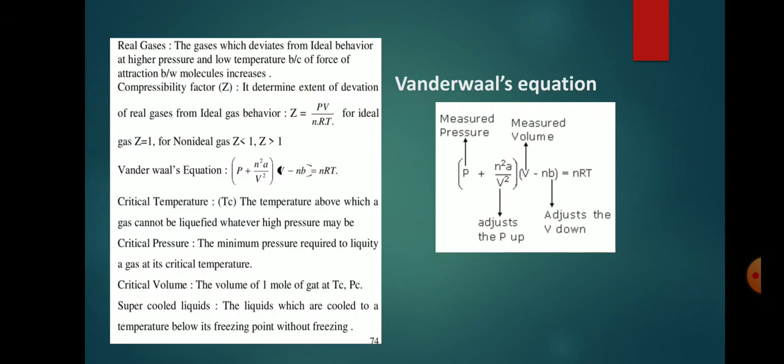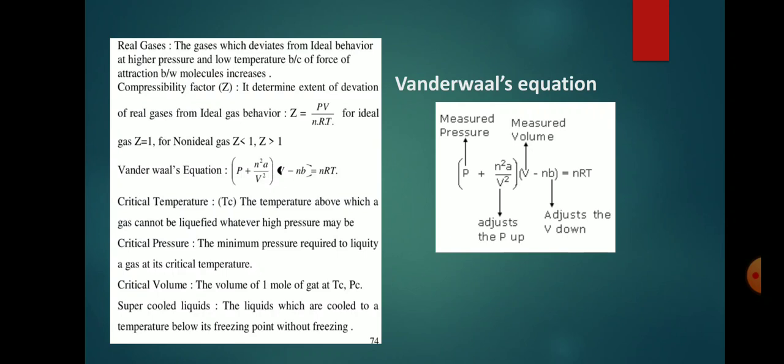Van der Waals equation, that is P plus n square A by V square into V minus n into B is equal to nRT. Critical temperature, denoted by Tc, the temperature above which a gas cannot be liquefied, whatever high pressure may be. Critical pressure, the minimum pressure required to liquefy a gas at its critical temperature. Critical volume, the volume of 1 mole of gas at critical temperature and critical pressure.